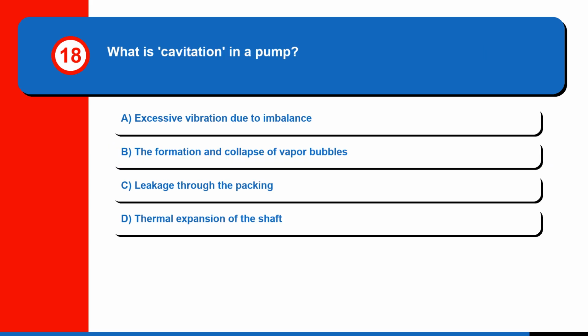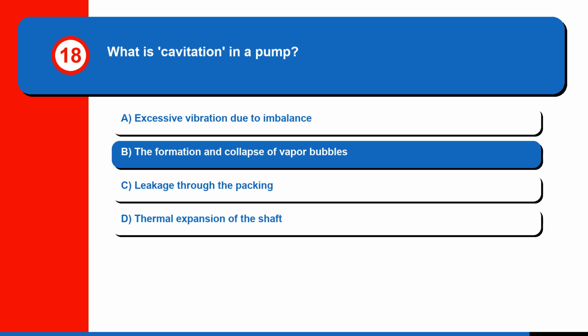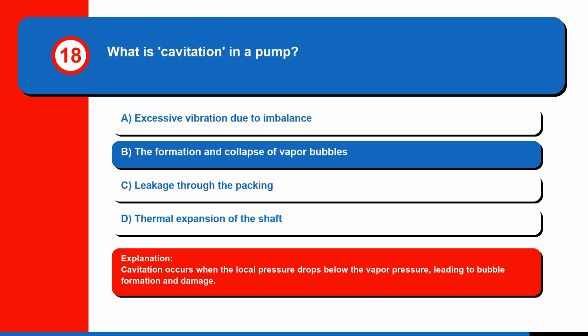Question 18. What is cavitation in a pump? A. Excessive vibration due to imbalance. B. The formation and collapse of vapor bubbles. C. Leakage through the packing. Or D. Thermal expansion of the shaft. The correct answer is B. The formation and collapse of vapor bubbles. Cavitation occurs when the local pressure drops below the vapor pressure, leading to bubble formation and damage.